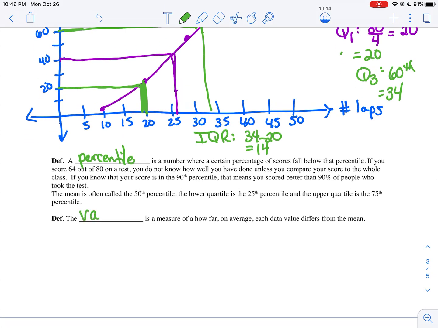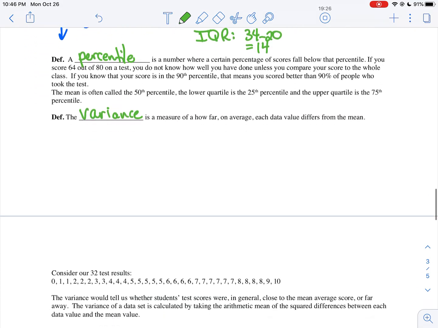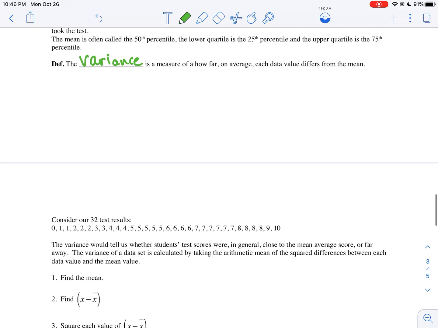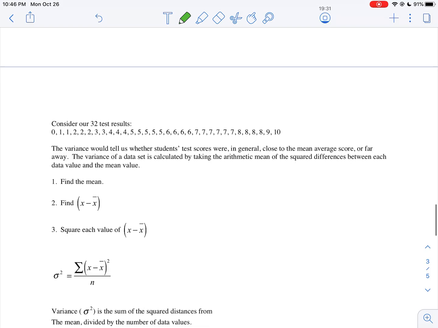The variance is a measure of how far, on average, each data value differs from the mean. So let's consider the 32 test results. The variance would tell us whether students' test scores were, in general, close to the mean average score or far away. The variance of a data set is calculated by taking the arithmetic mean of the squared differences between each data value and the mean value.